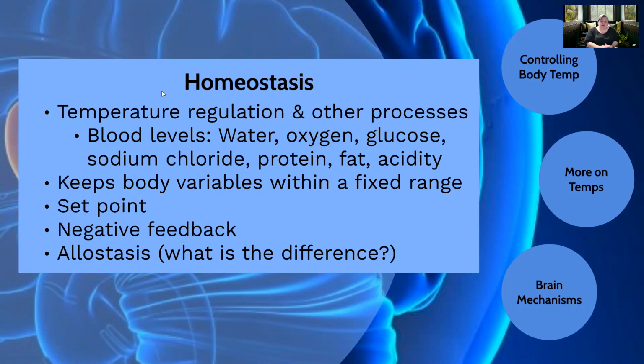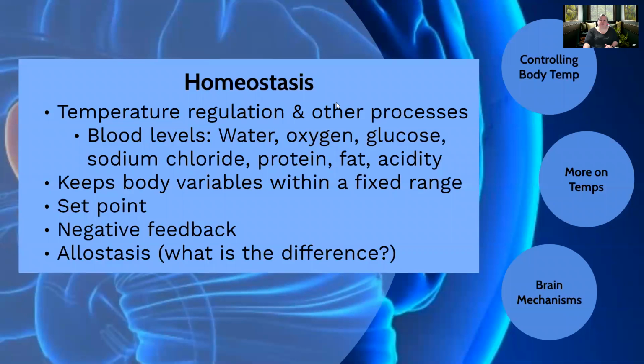One additional piece to that is blood levels. Our homeostasis is helping keep check on our blood levels and the different things in our blood: water, oxygen, glucose, protein, etc. So homeostasis is making sure everything is at the right level.